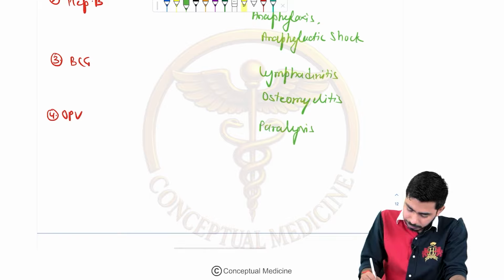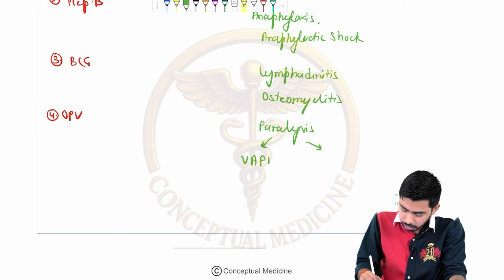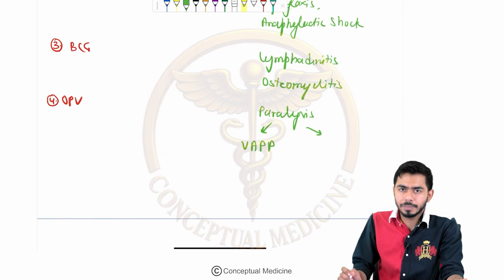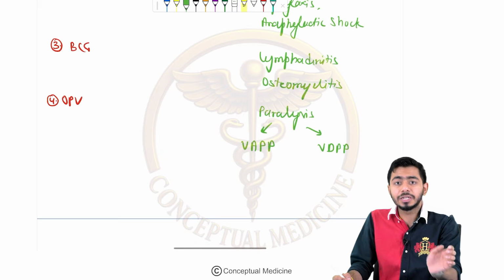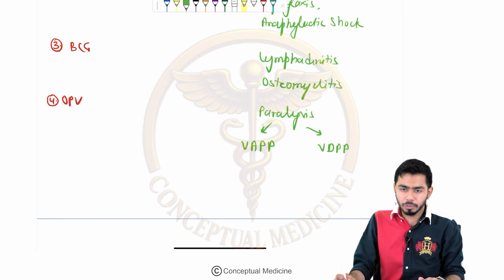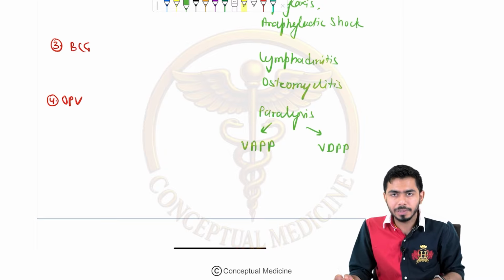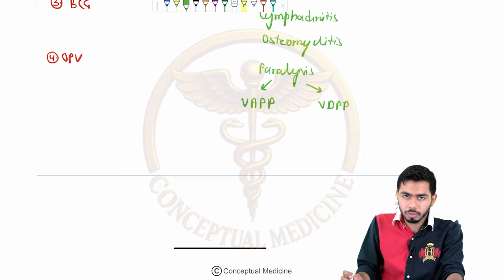Now this paralysis might be of two types. One could be vaccine associated paralytic polio, VAPP, and the other could be vaccine derived paralytic polio, VDPP, right? So these are the two types over here which shall be caused by the oral polio vaccine, right?